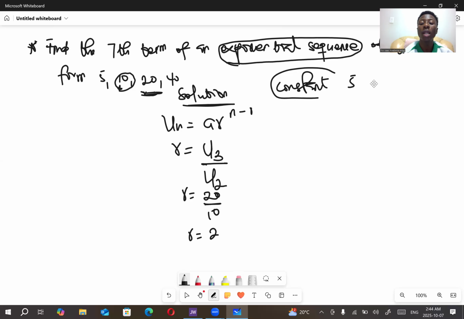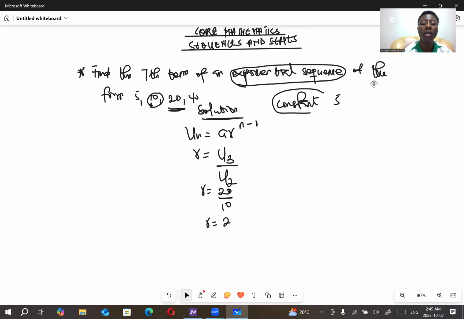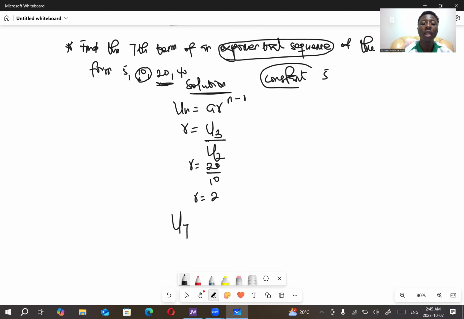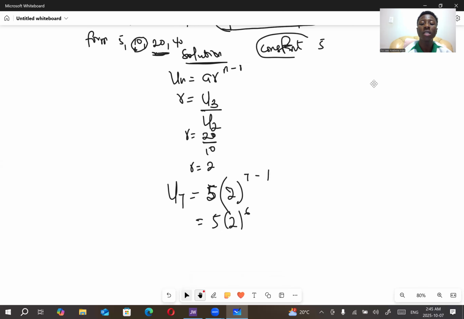Now, knowing r, you can continue by saying that to find the nth term, here U7 is equal to a, the first term. In that sequence, the first term is 5, times r, which is 2, to the power of n minus 1. n is 7, so it's 7 minus 1. That will become 5 times 2 to the power of 7 minus 1, which is 6. Now 2 exponent 6 is what?